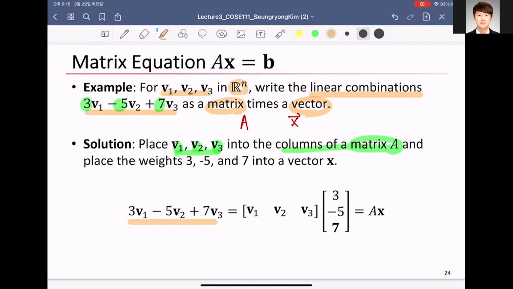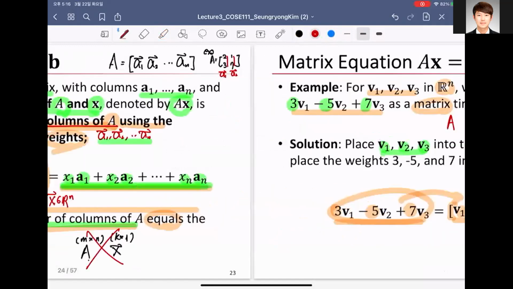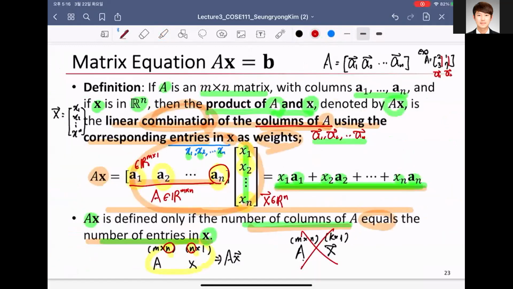Then we can write a matrix A consisting of the three column vectors v1, v2, and v3. Then we can use the coefficients, 3, negative 5, 7, as a vector x. x looks like this. Then we can rewrite this in the matrix form Ax, right? By this definition.